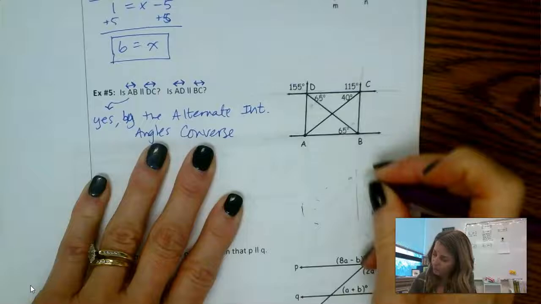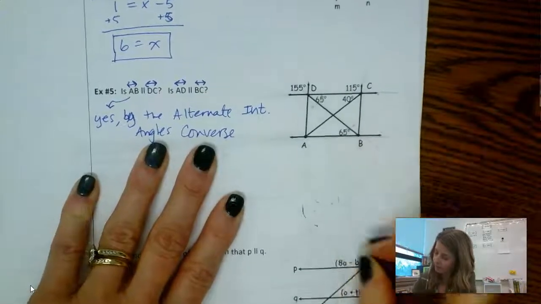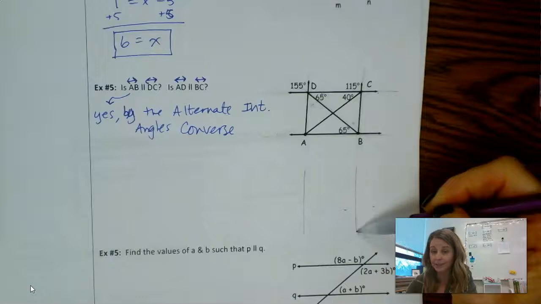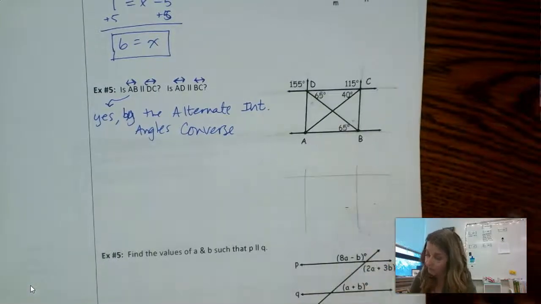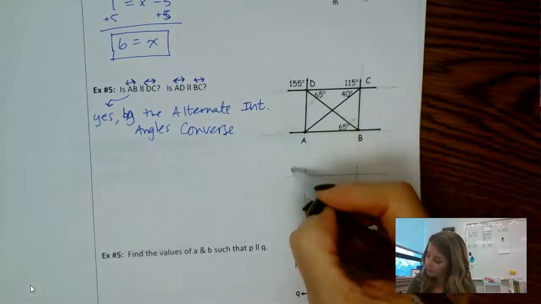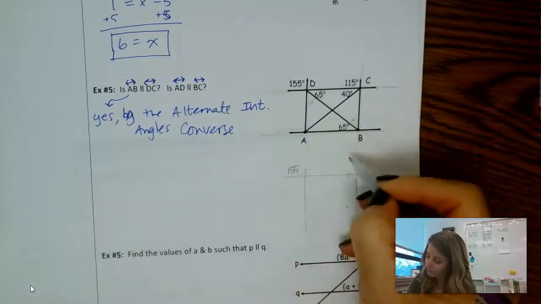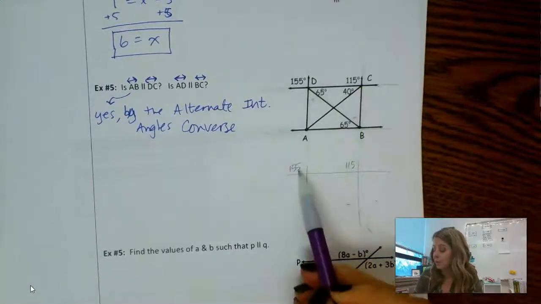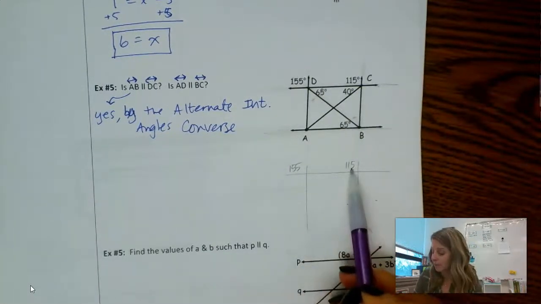Let's try the horizontal line up there. So I'm going to use these two. These are the two parallel lines I'm trying to see. Let's see if this transversal helps me. So I have 155 and 115 here. Well, these are corresponding angles, but they're not the same.